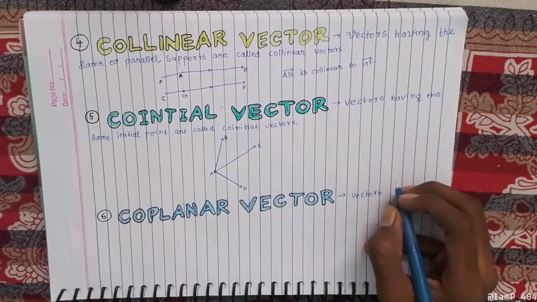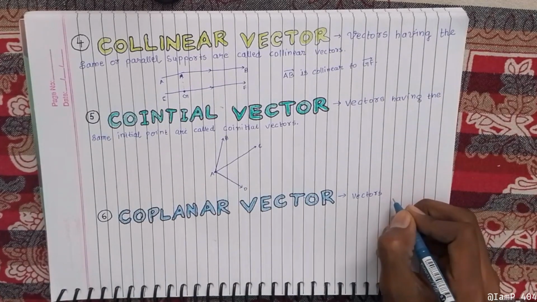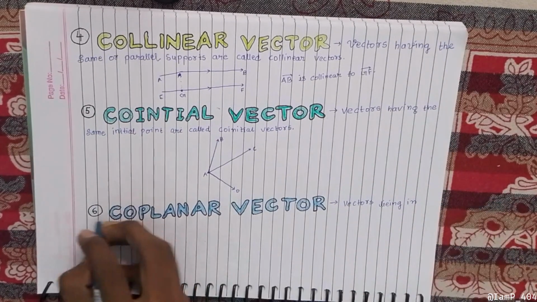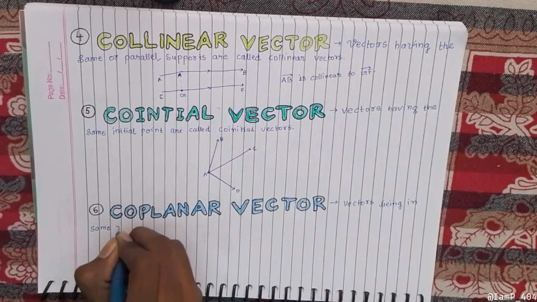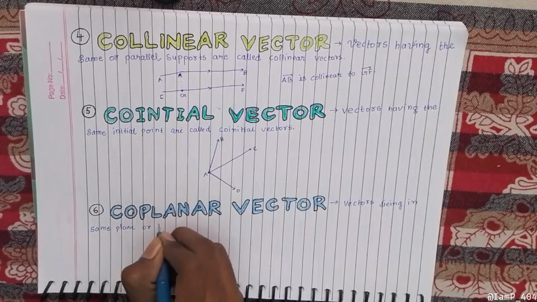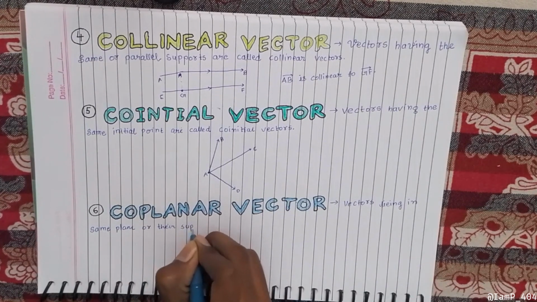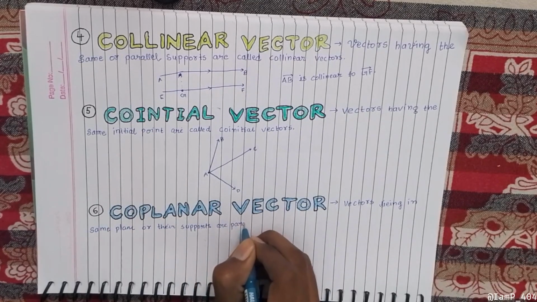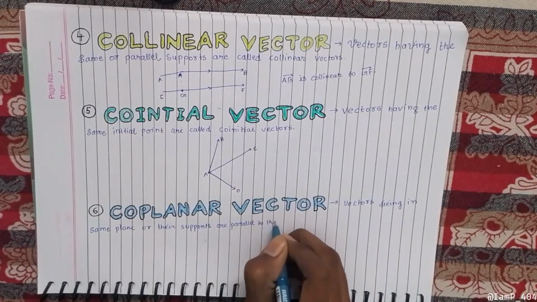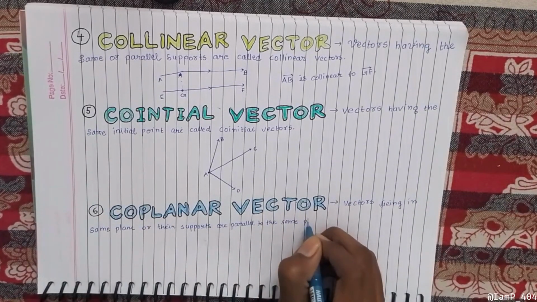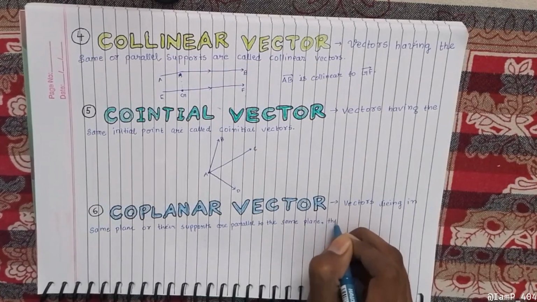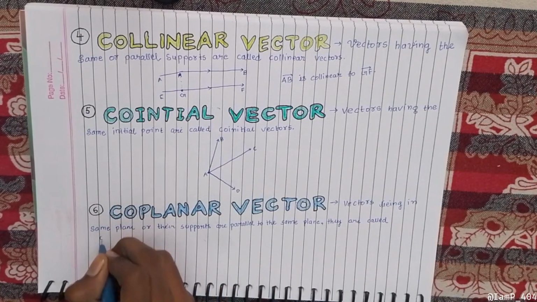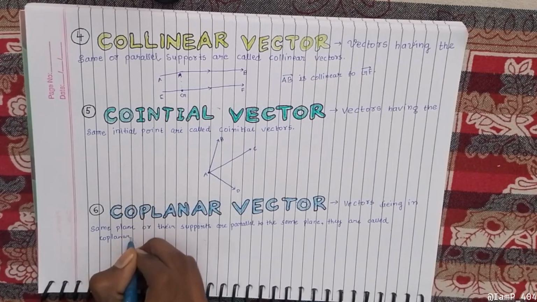So vectors lying in the same plane or their supports are parallel to the same plane are called coplanar vectors.